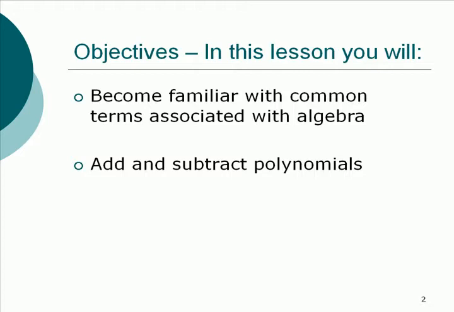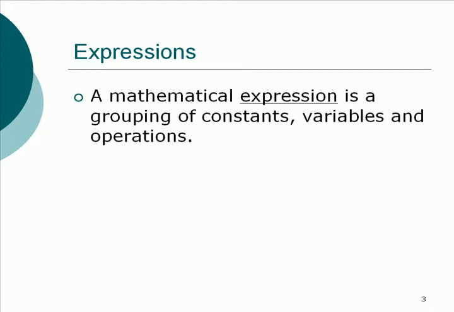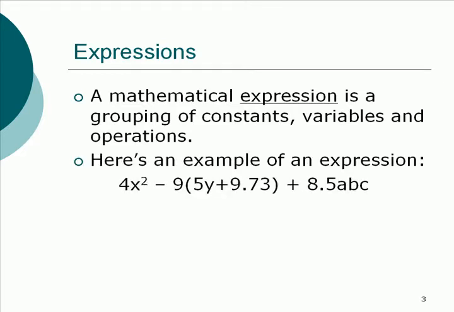So, a few terms. The first one, kind of a starting ground. Before we can talk about anything else, we have to define what an expression is. An expression is basically any group of mathematical stuff. Numbers, symbols, operation symbols, variables. Anytime you cluster a bunch of these things together, you end up with a mathematical expression. It's a very broad term. One example of an expression is shown right there: 4x squared minus 9 times the parentheses 5y plus 9.73 plus 8.5 ABC.